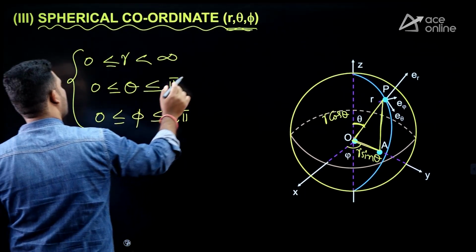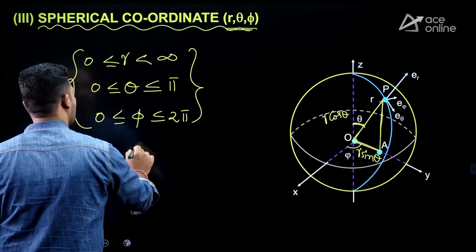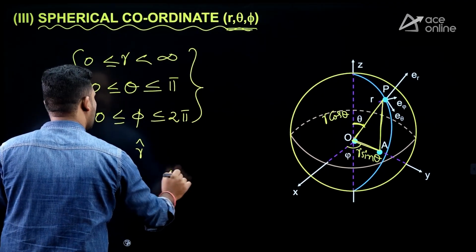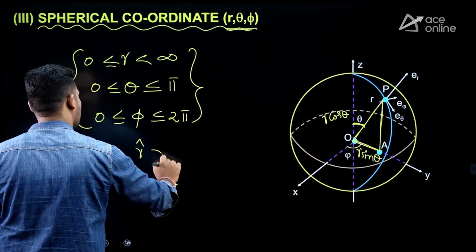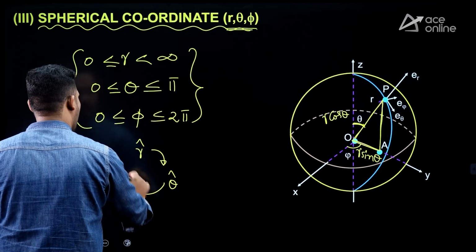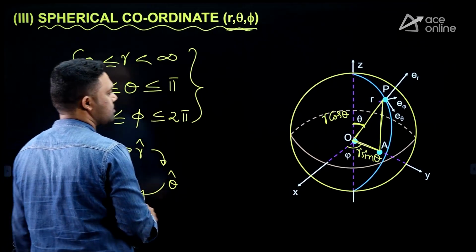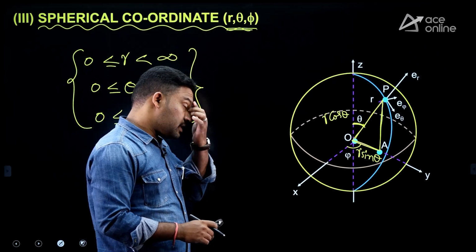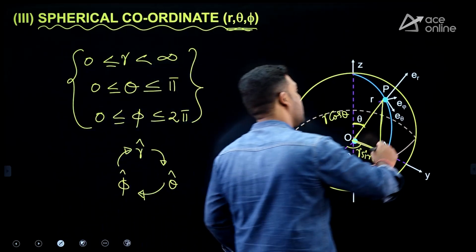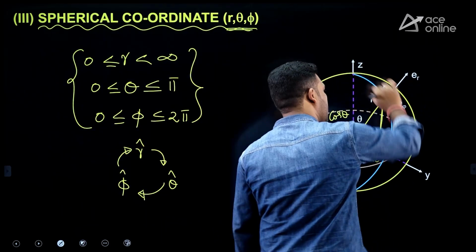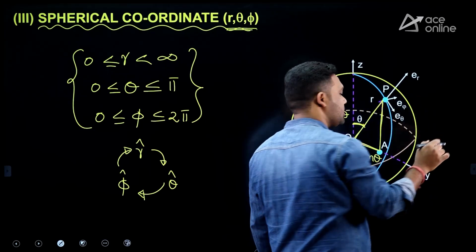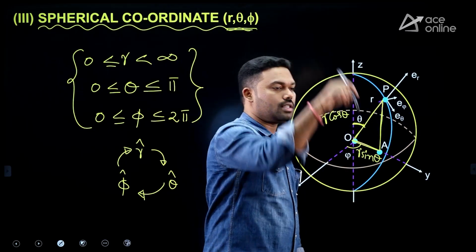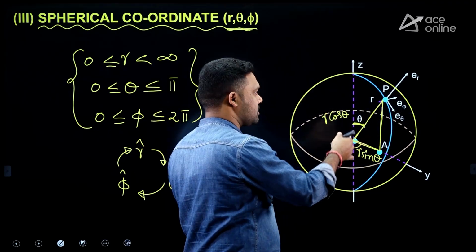Here also R, theta, phi are orthogonal to each other. It is R cap, theta cap, phi cap. R, theta, and then phi. Clear, guys? So the R is radially outwards, theta is like this, phi is like this.